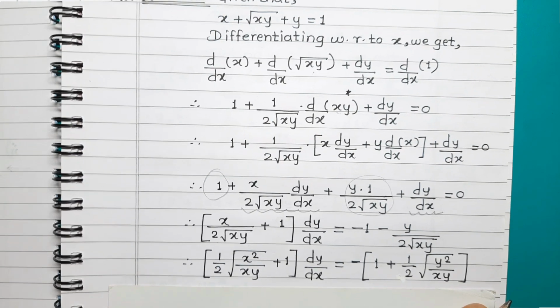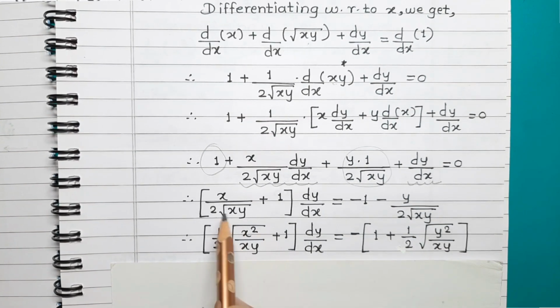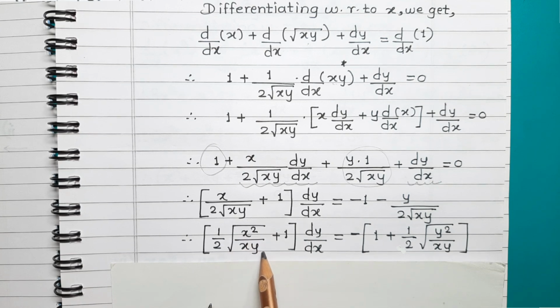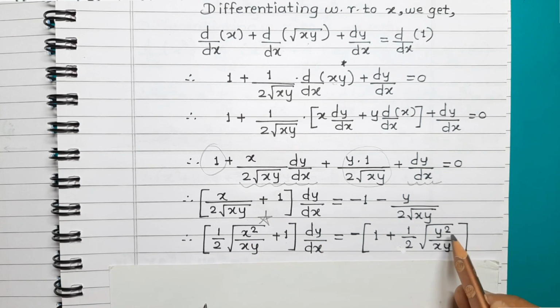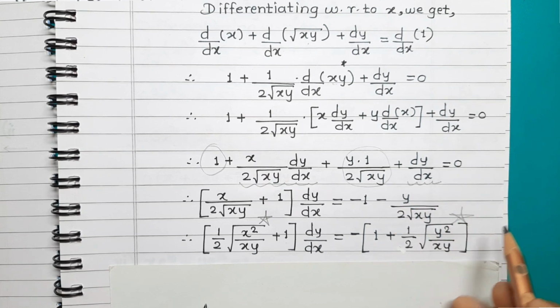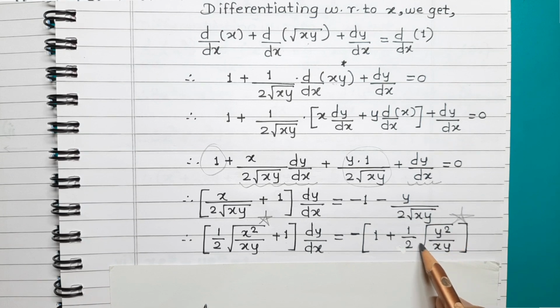Okay, so here we are going to write this x as square root of x square, and then merging both the terms in one square root we get half into x square upon xy. You note this step here. Okay, we have merged this x in root, so it is x square. Okay, plus 1 into dy by dx is equal to, here again for this term we have used the same technique. We have merged this y in square root, so we have square root of y square upon xy here.